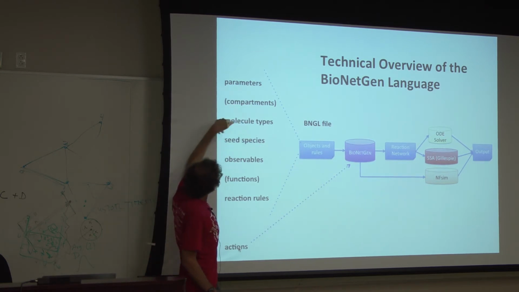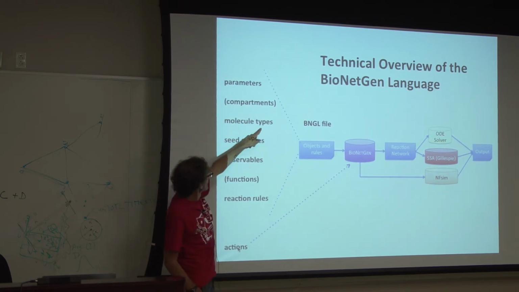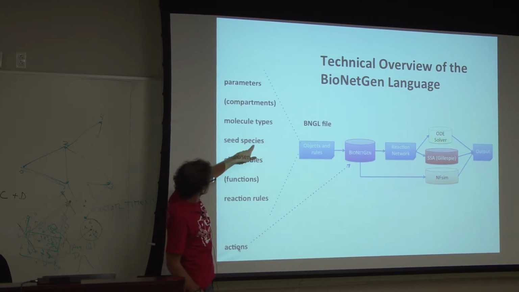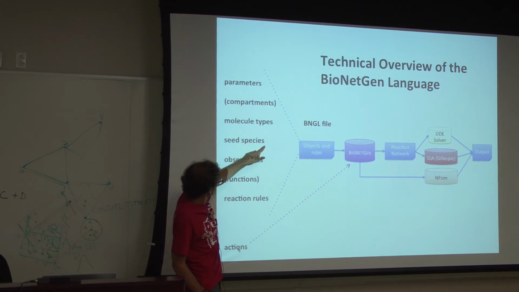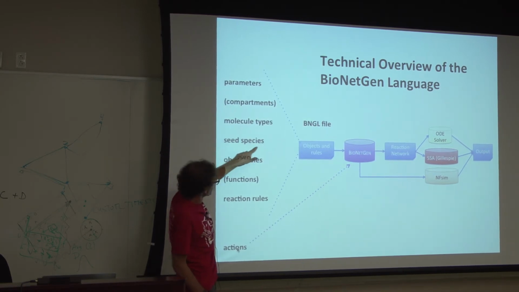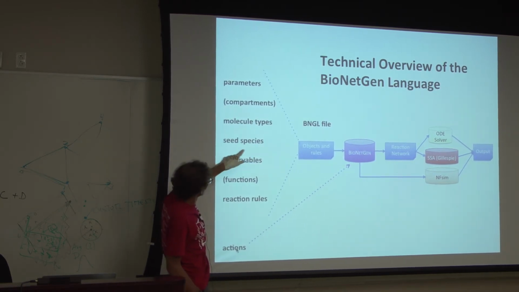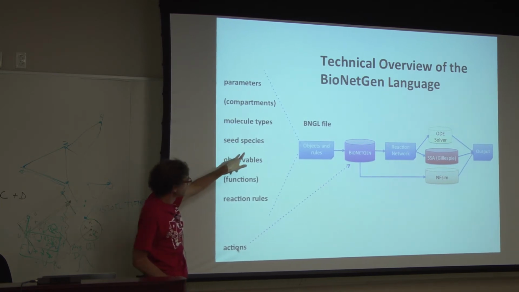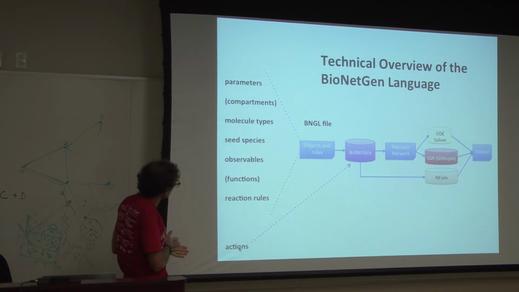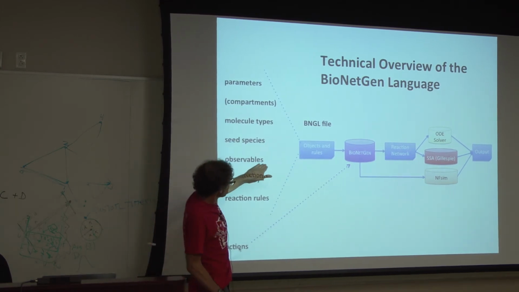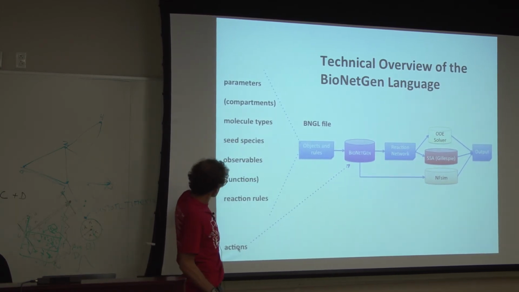And then the other standard components of the model: we have to define our molecules. We define these seed species, which is basically the starting point for our network generation, the initial molecules that are present in our model. They don't have to be only molecules. They could be complexes of any level of complexity we want. Then there are the things that we want to read out from our model, which we call observables.